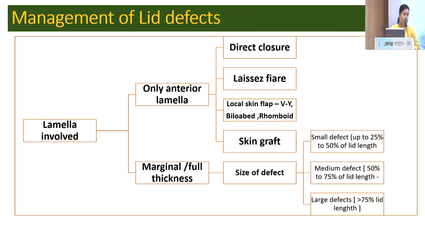The management algorithm is, if only the anterior lamella is affected, then direct closure, healing by secondary intention, or a local flap like a VY flap, bilobed or rhomboid flap can be used, or if it is a big defect, then skin grafting can be done. And if it is a marginal or full thickness defect, then the size of the defect plays the role.